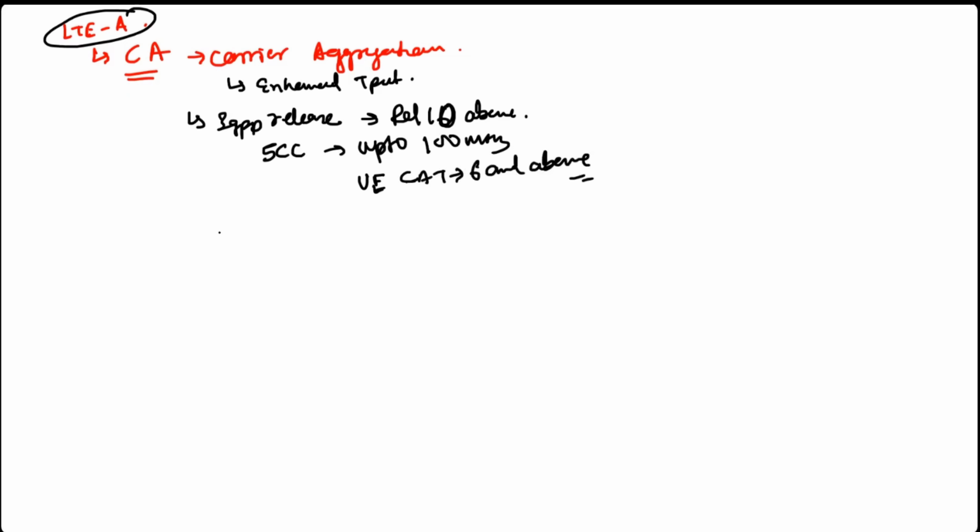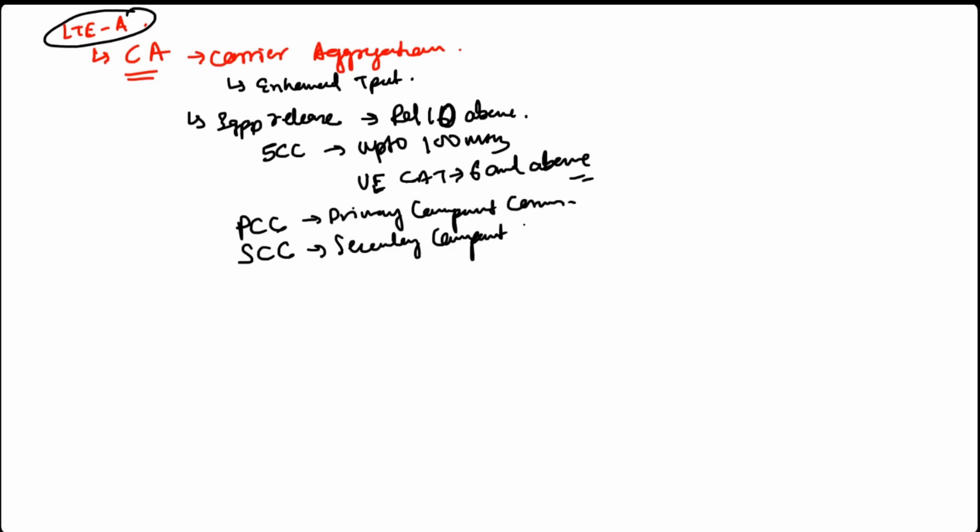It is having two types of component carriers, correct? What are they? PCC and SCC. This is the primary component carrier and the secondary component carrier, correct?